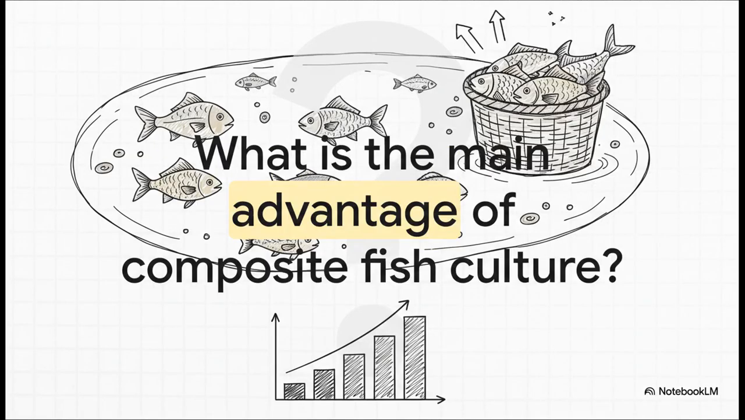So, what is the biggest advantage of this system? Can you guess? It is a very high yield. Because all the resources in the pond are being used efficiently, we get a much larger production of fish from a single pond. This is the key benefit of composite fish culture.